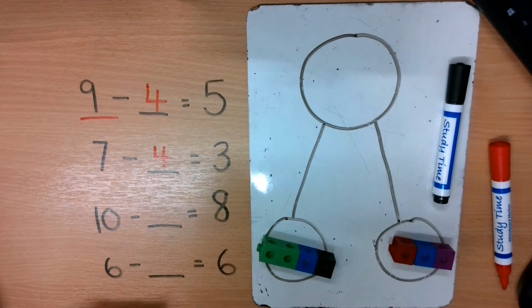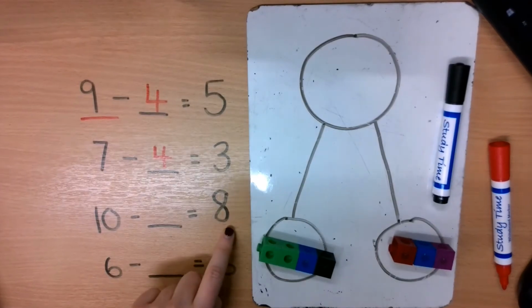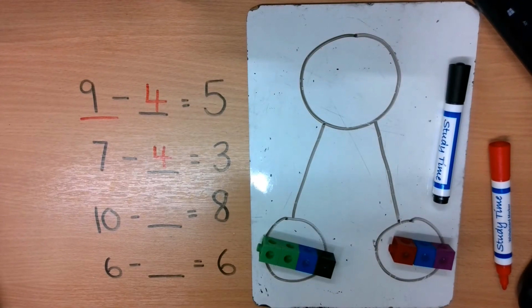The calculation is 10 subtract something equals 8. Start off by deciding which of those numbers is your whole. Which number are you taking away from? Pause the video to work it out.